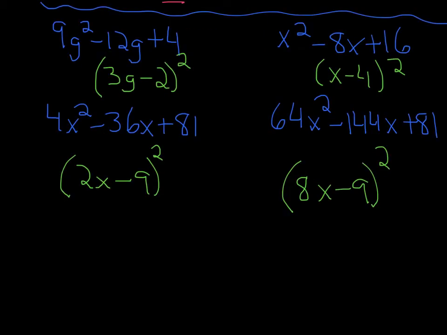So you should have gotten 3g minus 2 squared, x minus 4 squared, 2x minus 9 squared, and 8x minus 9 squared. Alright, let's move on to the next example.